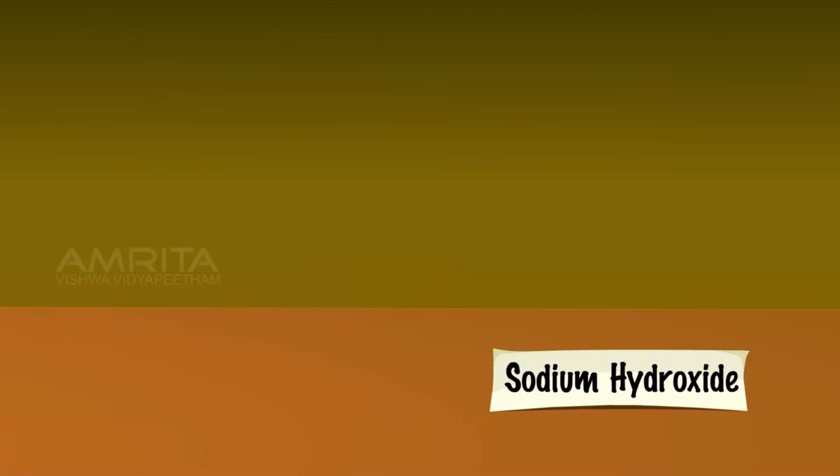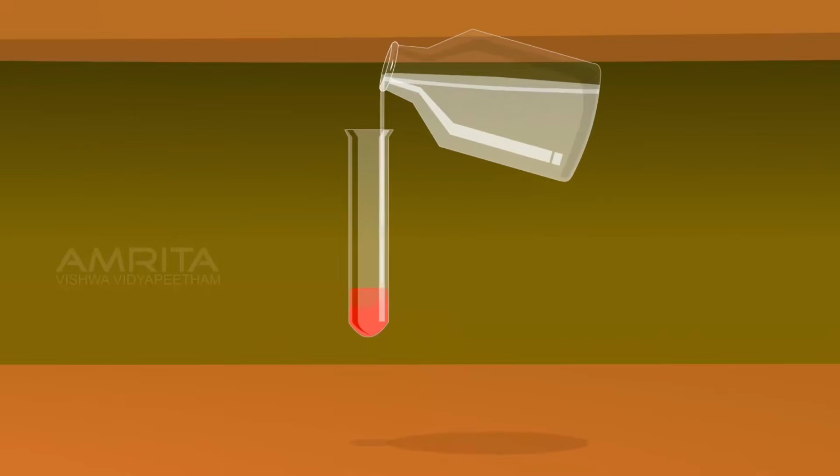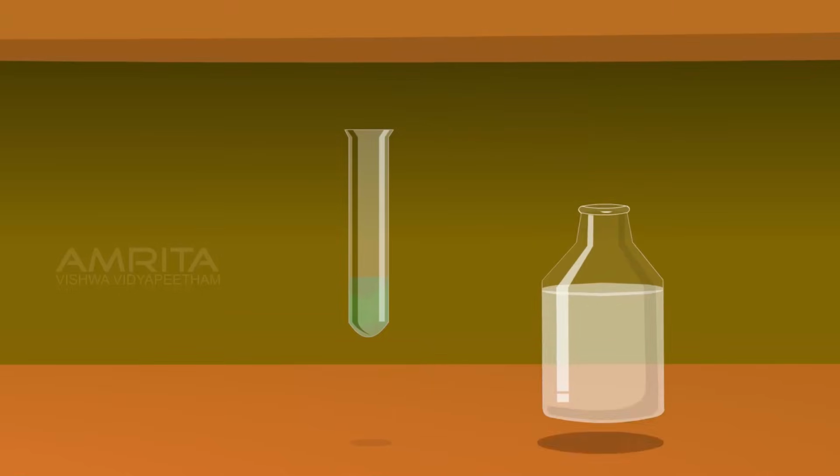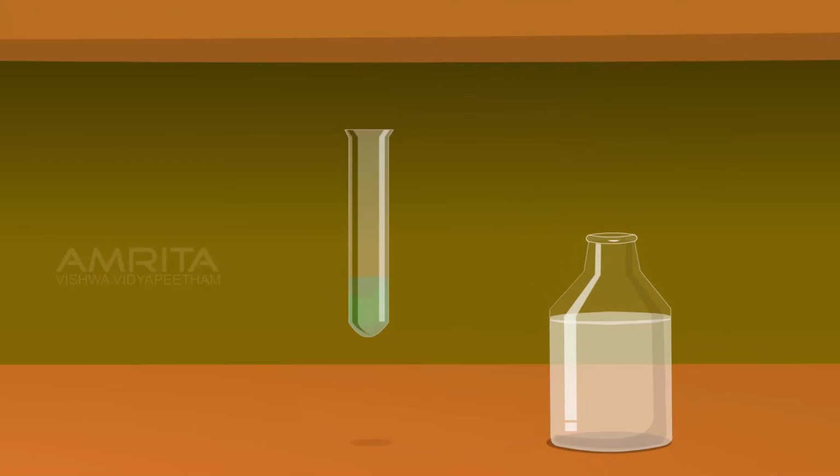Add excess of sodium hydroxide solution to the test tube. The red color again changes to blue or green by the addition of a strong alkali due to the formation of indophenol anion.